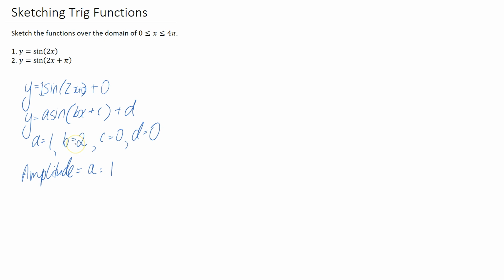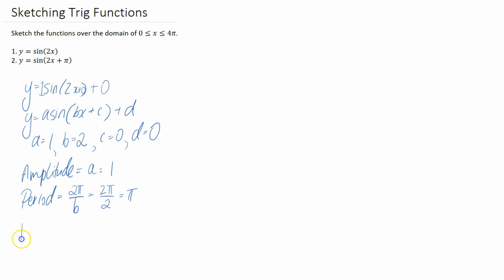Next we have our b value, and this relates to two things. One of them is the period, which is the length of a repeating segment. And we can calculate that as 2 pi divided by the b value. And in our case, b is 2. So the 2 on the top and the 2 on the bottom cancel, and we end up with just pi. All right, so this is the length of one repeating segment of our function.